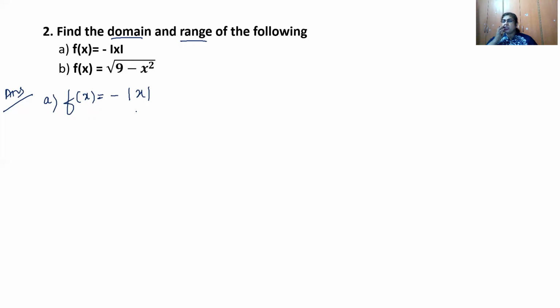Now suppose for 4 you got the answer 4. But if you multiply with the minus sign, what will happen? It will become a negative number. So whatever the number is, when the minus comes outside the modulus sign, the result is negative.